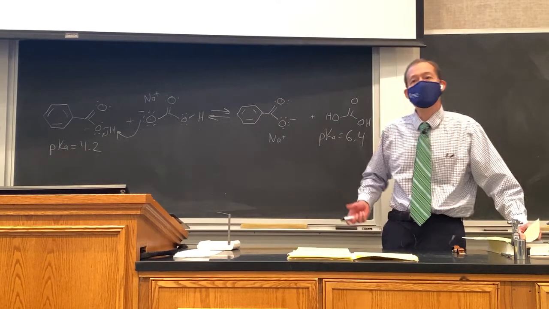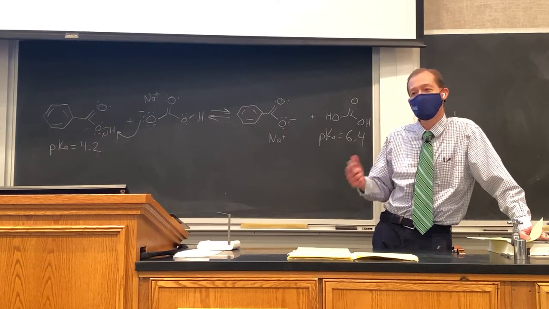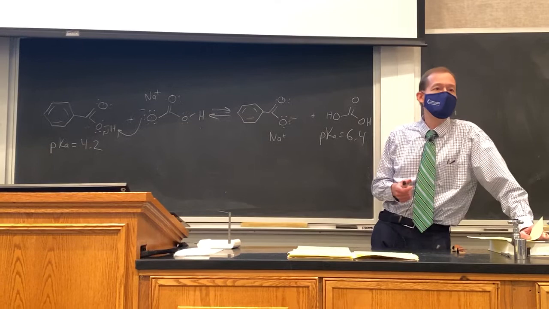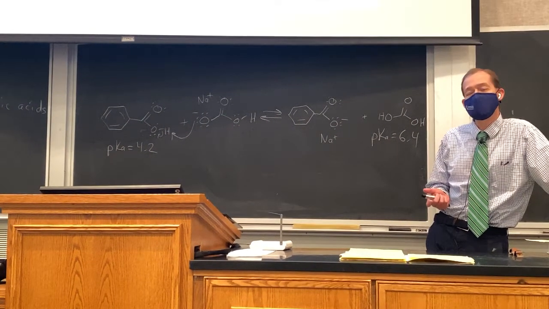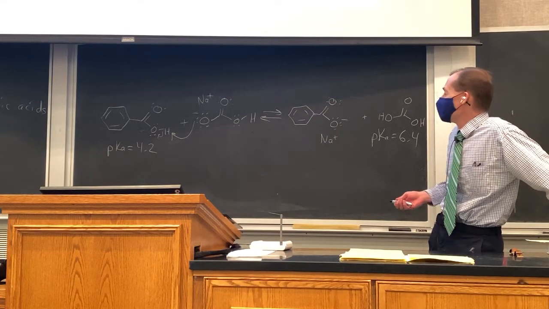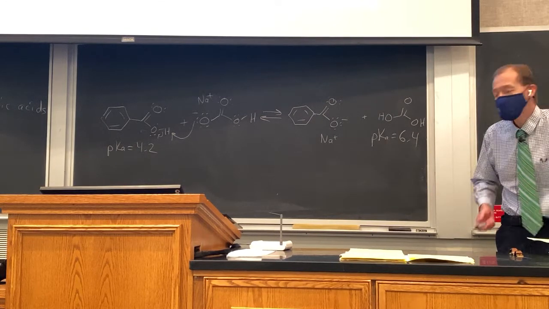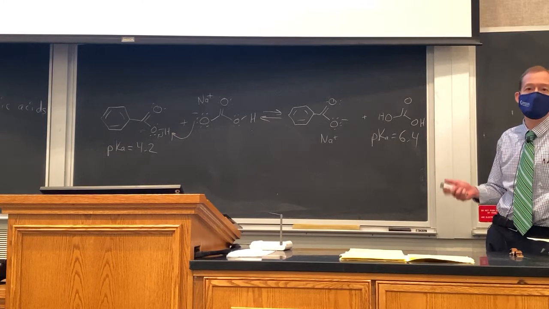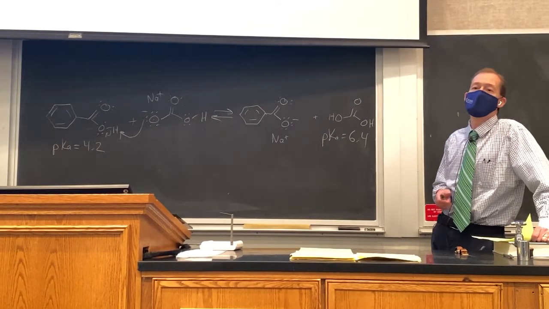So most carboxylic acids have a pKa somewhere in between 4 and 5. I've drawn benzoic acid on the board here. Its pKa is 4.2. Acetic acid is slightly weaker. Its pKa is 4.8. But I've drawn for you an acid-base equilibrium with benzoic acid. In this case, we're using sodium bicarbonate as our base to deprotonate our carboxylic acid.